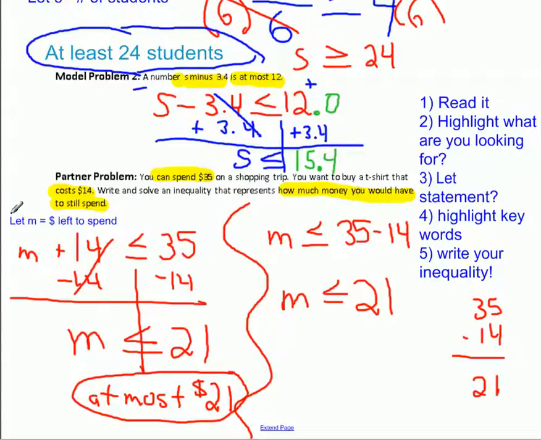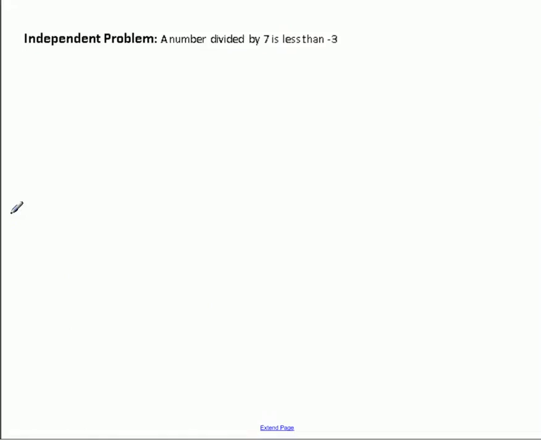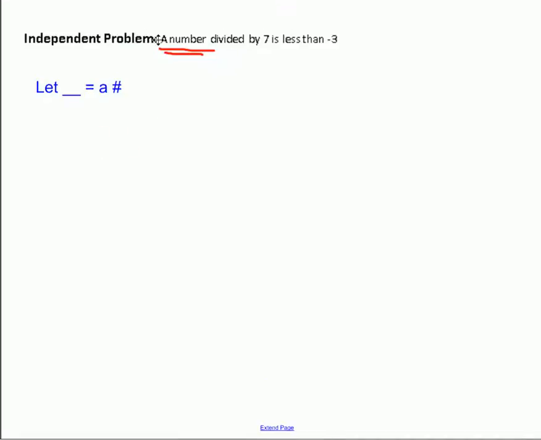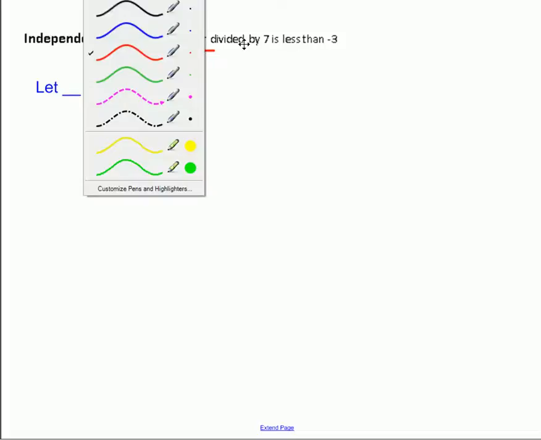All right. Now there's a problem for you to try by yourself. So pause the video, try it out. You are going to need a let statement because I did not tell you what letter to use. So write a quick let statement. Pick your favorite letter. Let something equal a number. You can even use the number sign. It's even easier. And then translate it and solve it. Come back when you're ready to go over it.